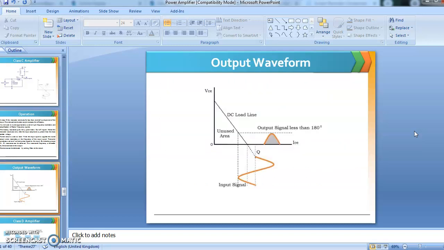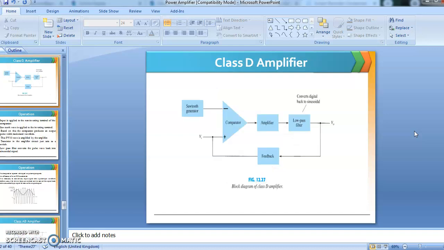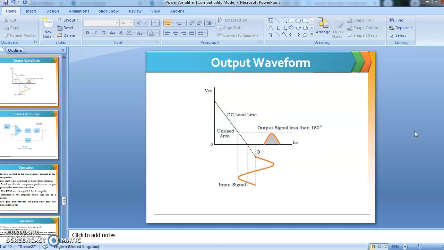So this is the output waveform. Here the Q point is below the cutoff region, that is, below the bottom line. Here the output waveform, VC and IC. See that the output waveform has less than 180 degrees. So this is about the class C power amplifier.